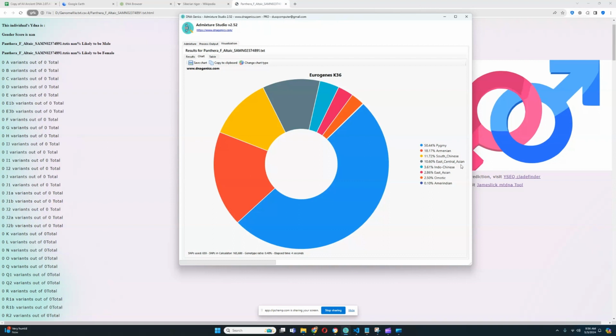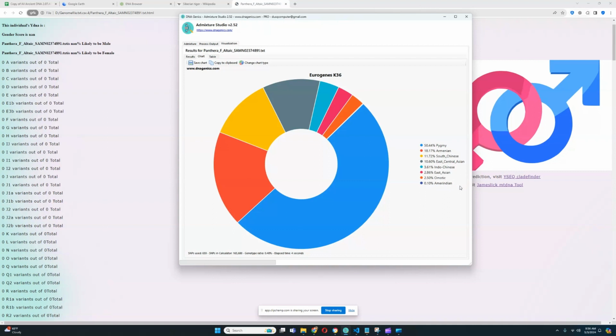10.6% East Central Asian. There is once again that Central Asian or East Eurasian admixture. 3.61% Indo-Chinese. There's once again that Chinese or East Asian admixture. 2.6% East Asian admixture, 2.5% Omotic, and 0.2% Amerindian. So once again, this tiger is not really scoring any European components at all.